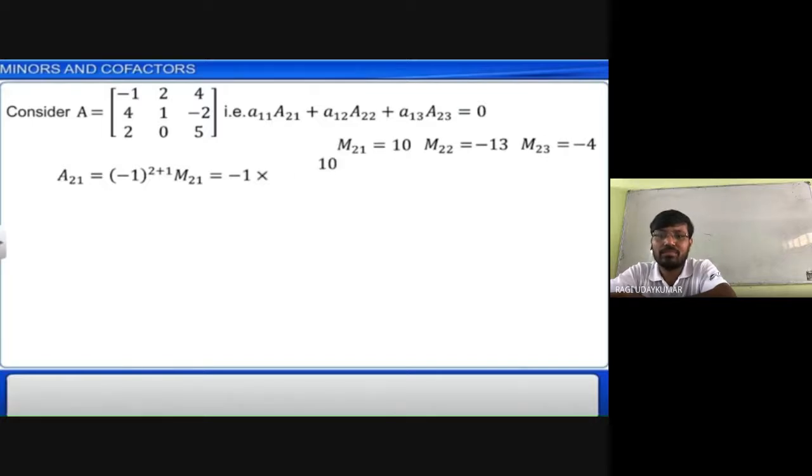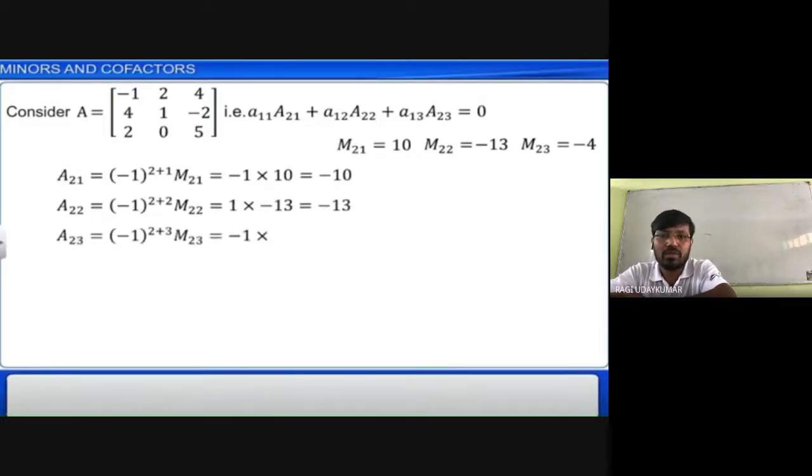-1 into 10 is -10. So A22 is nothing but (-1) to the power of 2 plus 2 into M22. So we are going to get -13. A23 is (-1) to the power of 2 plus 3 into M23. We are going to get +4.